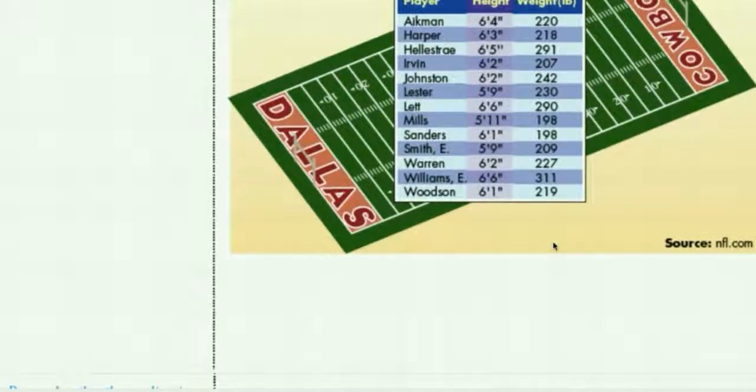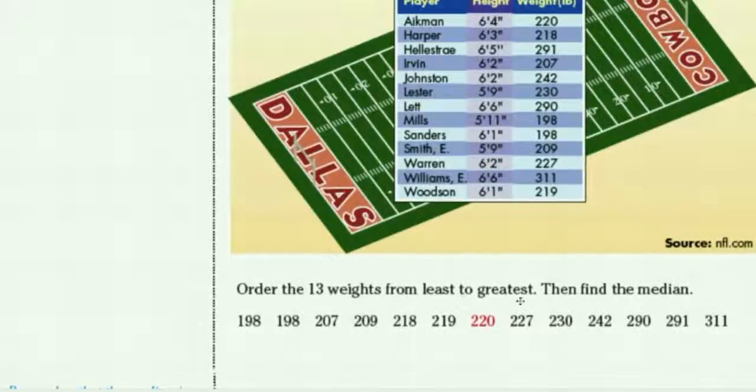The first thing we need to do is order the 13 weights from least to greatest, and then find the median. The least weight is 198, and the greatest weight is 311. If you count the number of pieces of data, there are 1, 2, 3, 4, 5, 6, 7, 8, 9, 10, 11, 12, 13. That means the 7th piece of data will be the median, because that's the middle of 13. So 1, 2, 3, 4, 5, 6, 7. So 220 will be our median.